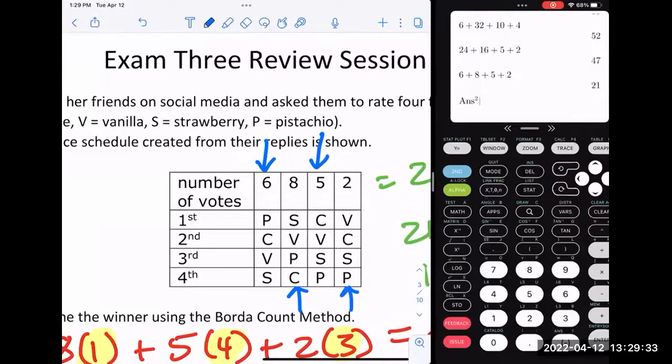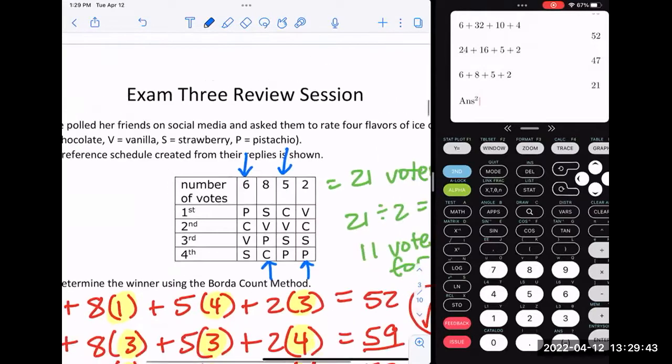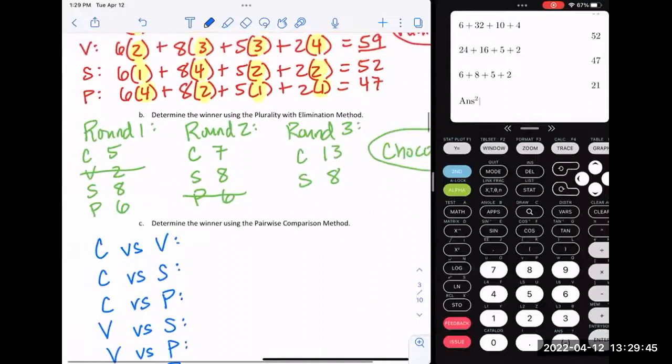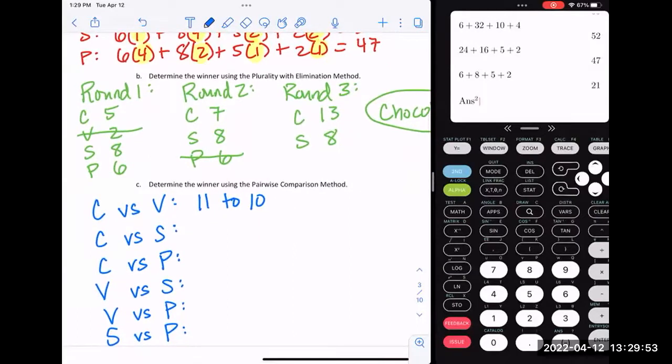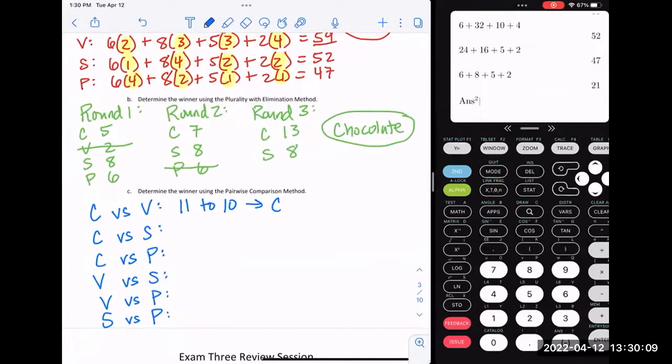So if it came down to just those two candidates, I can see that 11 voters would vote for chocolate and 10 voters would vote for vanilla. This is going to be a vote of 11 to 10, a very close one. But ultimately, chocolate beat out vanilla by 1 vote. So that means that chocolate is going to get the point on that one. And this is how I would typically show my work for this. So then I'm going to go to the next one.